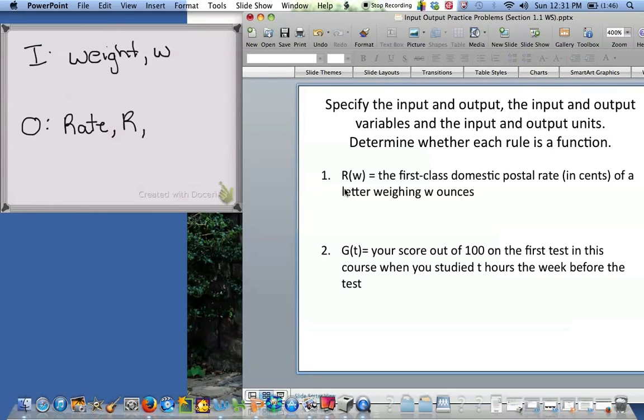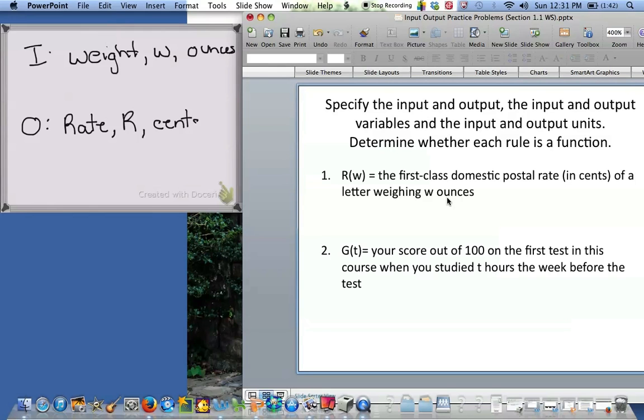And then the next thing it's asking for, well, what are the units? Well, in the problem when you read it, it says that the letter is measured in ounces. And the cost is measured in cents. So you have to be careful with that. You might think it would be dollars, but it's cents.